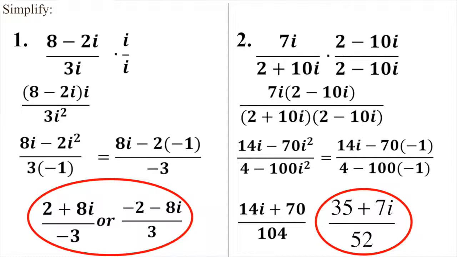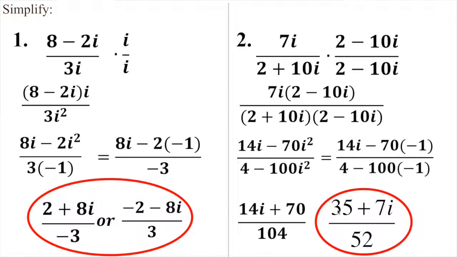Check your answers here. Hopefully you obtained this, and now on this one it really doesn't matter if you wrote 2 plus 8i all over negative 3, or if you wrote negative 2 minus 8i all over positive 3. It really doesn't matter. On this one, instead of writing the negative on the denominator, you could have written it up top, but it must apply to everything up top, so that means it changed both signs here.